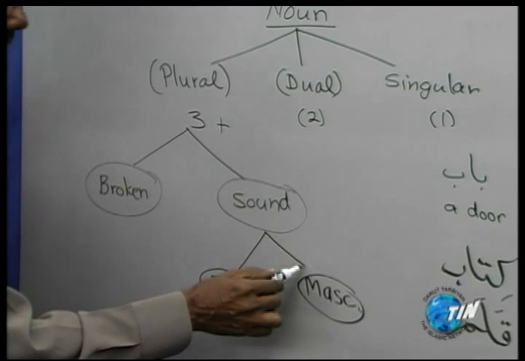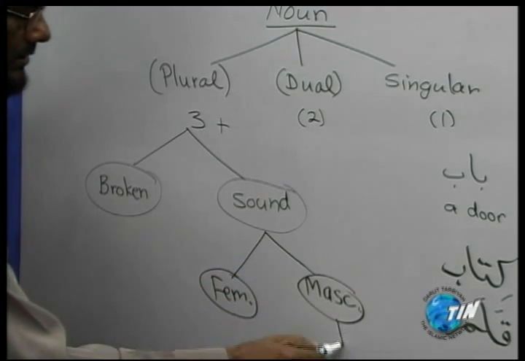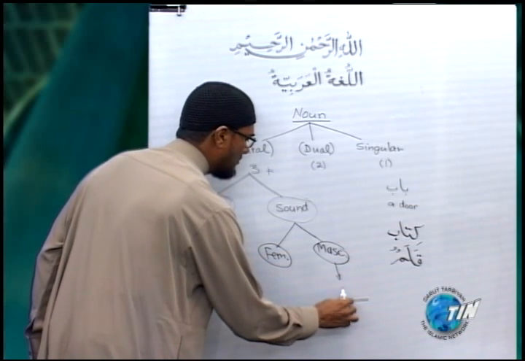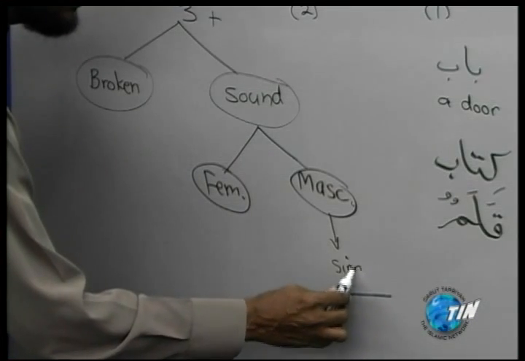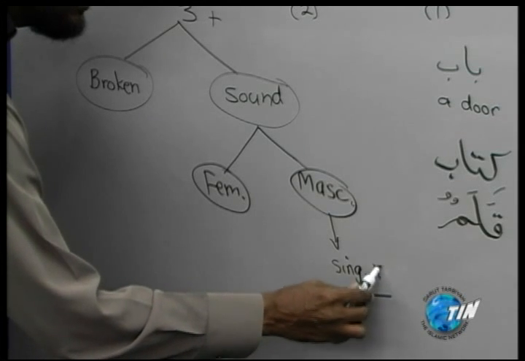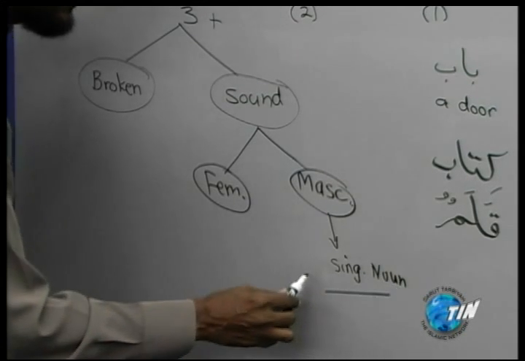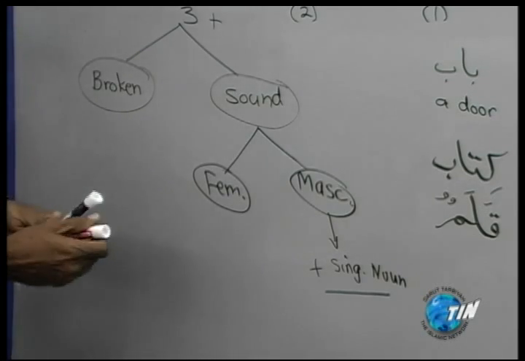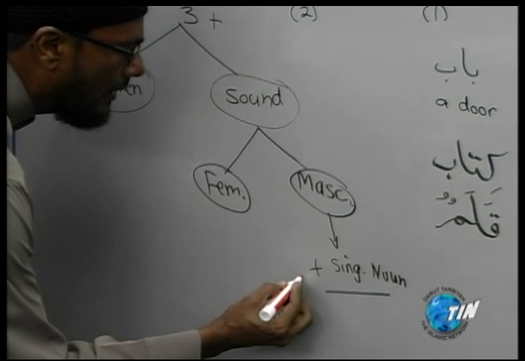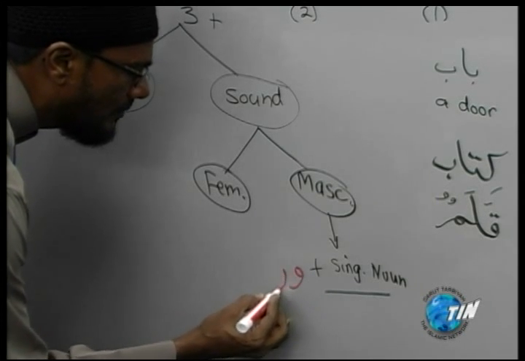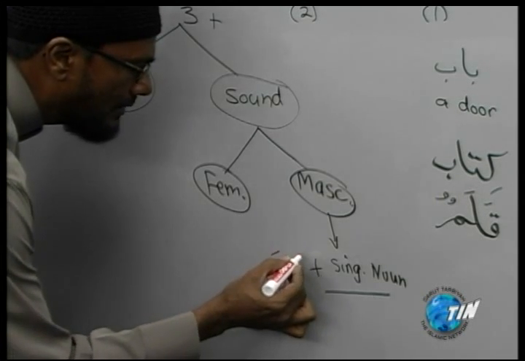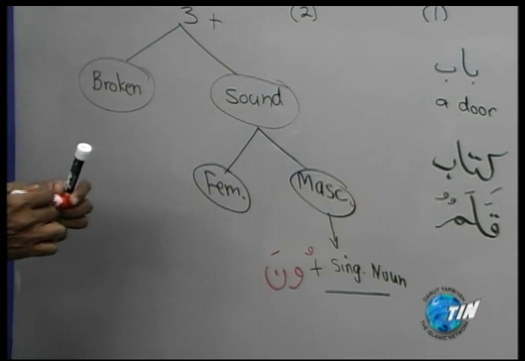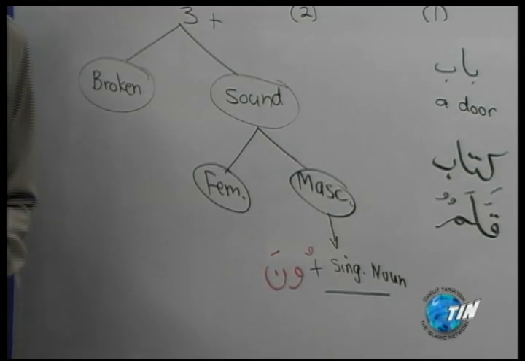The masculine form is formed by the singular noun plus the suffix of una. Now, there is a dhamma before the waw. The waw is sakina. That is for masculine nouns.